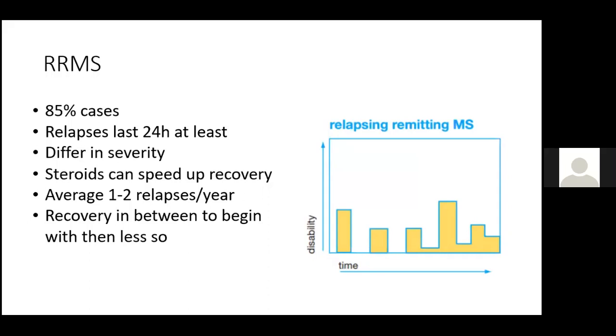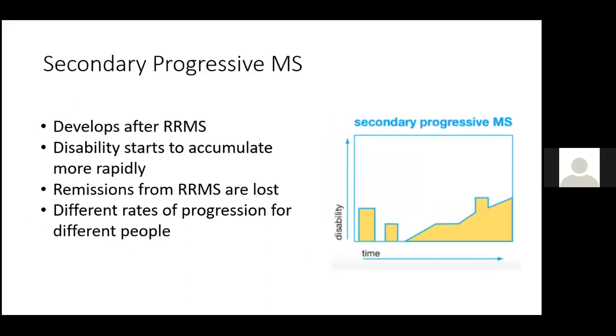Relapses usually last at least 24 hours, and they differ in severity. And again, steroids are used in treatment of relapses to speed up the recovery from relapse. Patients usually get an average of 1 or 2 relapses a year, recovering in between. Initially, you would get full recovery, but later on in the condition, you might get partial recovery.